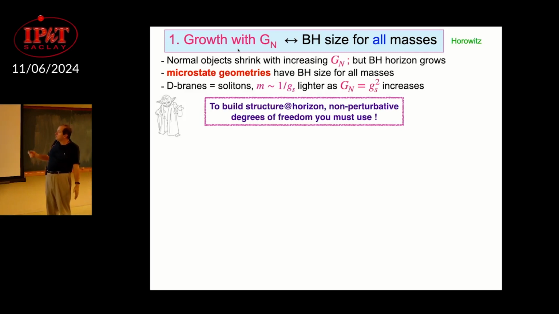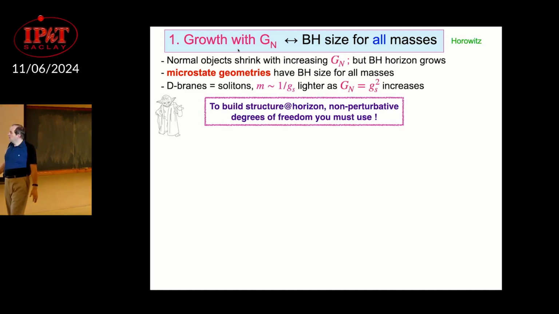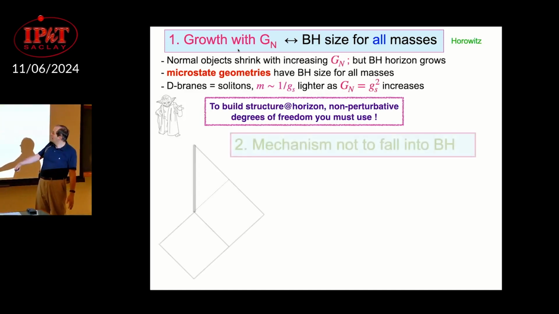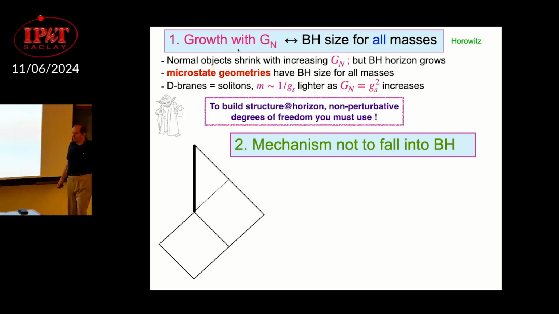So, lesson number 1, to build structure at the horizon, you must use non-perturbative degrees of freedom, something which becomes lighter as gravity becomes stronger. You cannot do it using normal matter. Lesson number 2, you need a mechanism not to fall into a black hole.